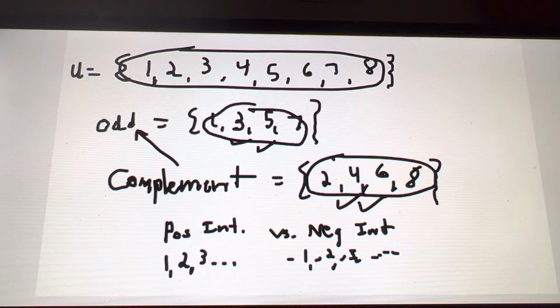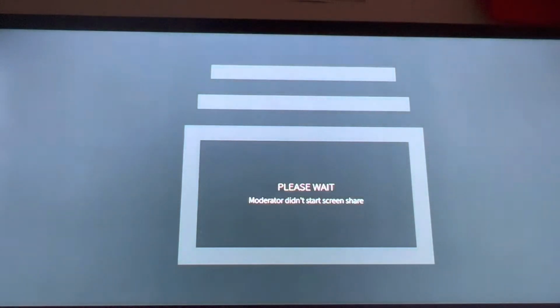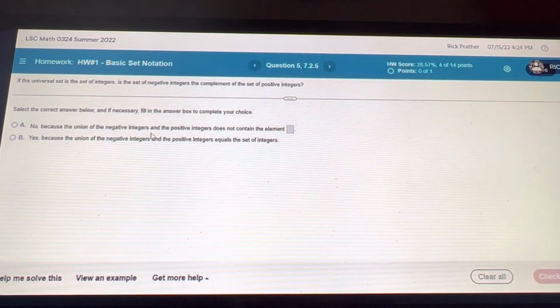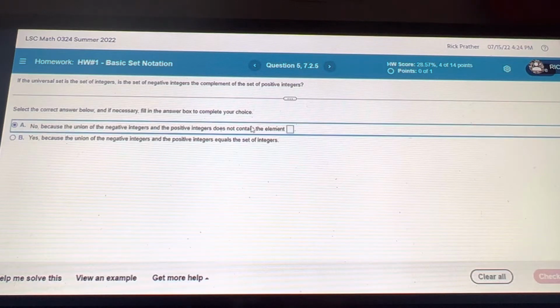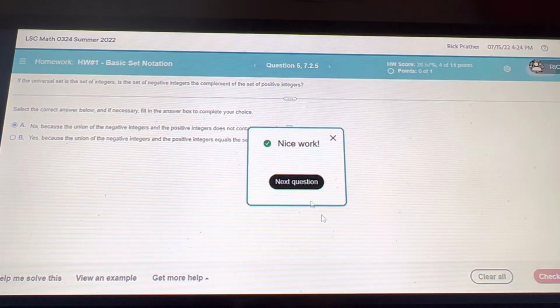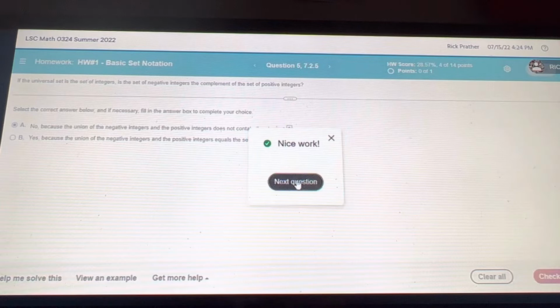So you don't have a complement if something from the overall set, the universal set, isn't in one of the two. The union of the negative and the positives does not contain the element 0. But if we did negative integers as one set and whole numbers as another set, then they would be complements of each other, because then every number would be used once and only once.